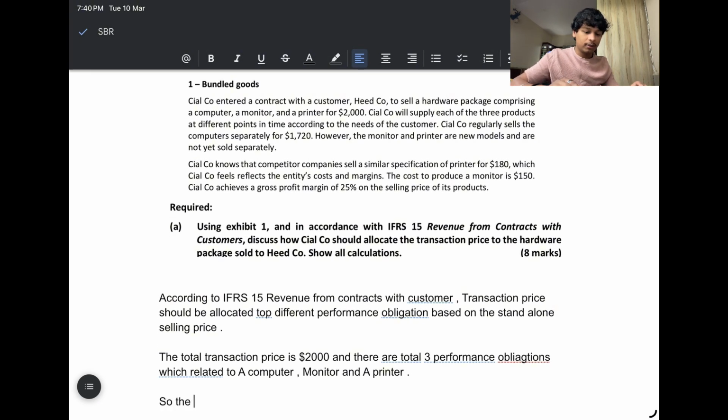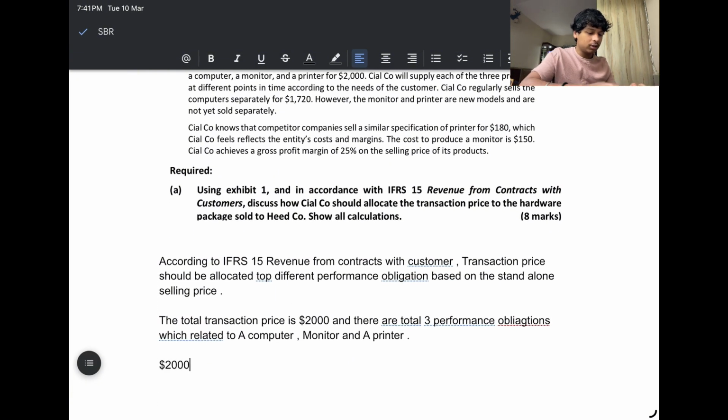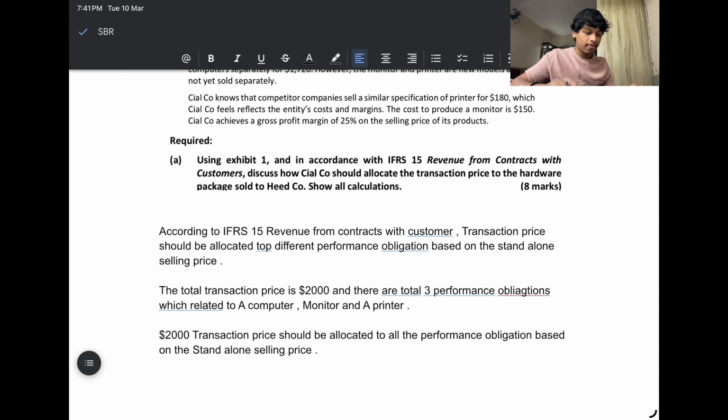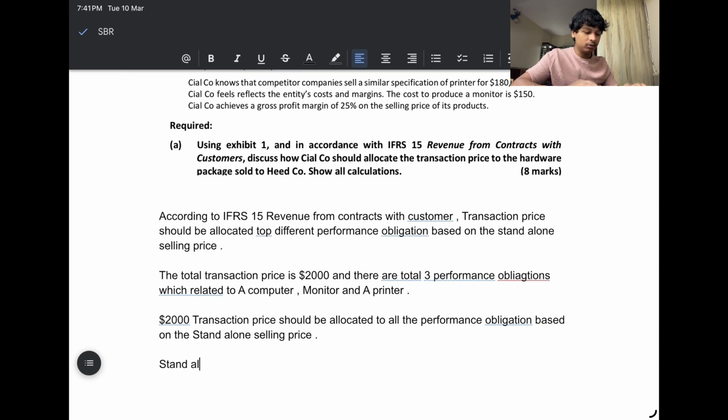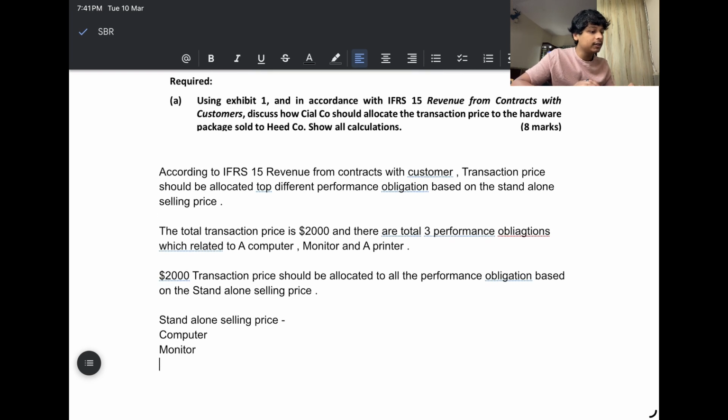So the $2,000 transaction price should be allocated to all the performance obligations based on the standalone selling price of the computer, monitor, and printer.